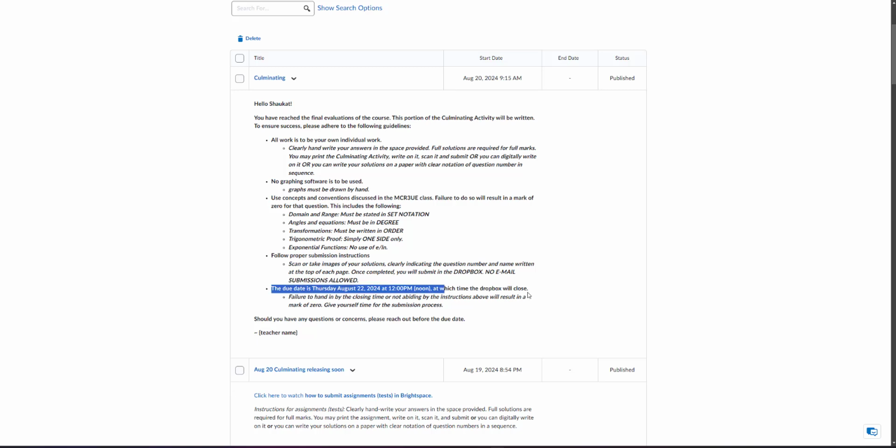At which time the Dropbox will close. Failure to hand in by closing time or not by instructions above will result in a mark of 0. Give yourself time to submit.